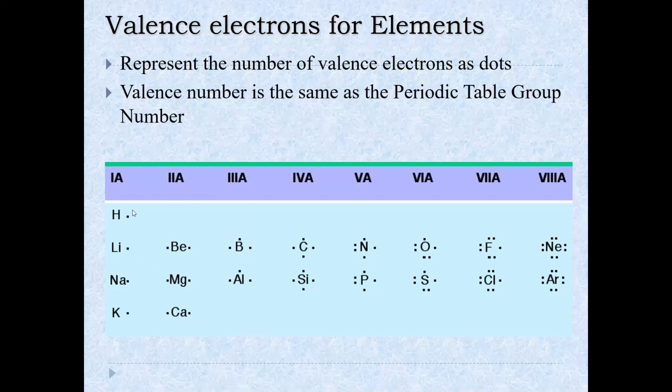Looking at this now, you can see group 1 has 1 dot. Group 2 will have 2 dots. And remember, the 2 dots will not be placed together. You put them singly before you start pairing them up. Group 3 will have 3, boron and aluminum, you can see. Group 4, these are just for the first 20 elements. Carbon will have 4, silicon will have 4. Nitrogen, you notice that you pick the 5, but 1 will be paired, similarly with phosphorus. Oxygen has 6, 2 will be paired, 2 others will be single. See that? Fluorine has 7, and neon has 8. And argon. So your valence number is the same thing as the group they belong to on the periodic table. I hope you understand that.